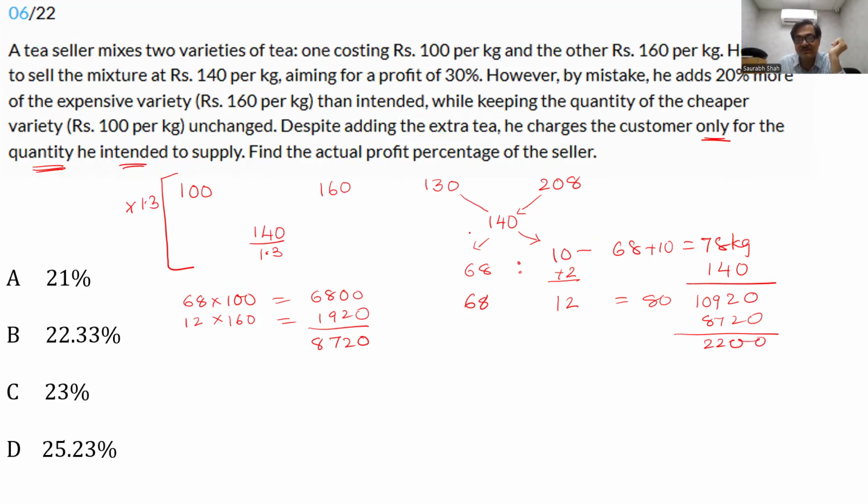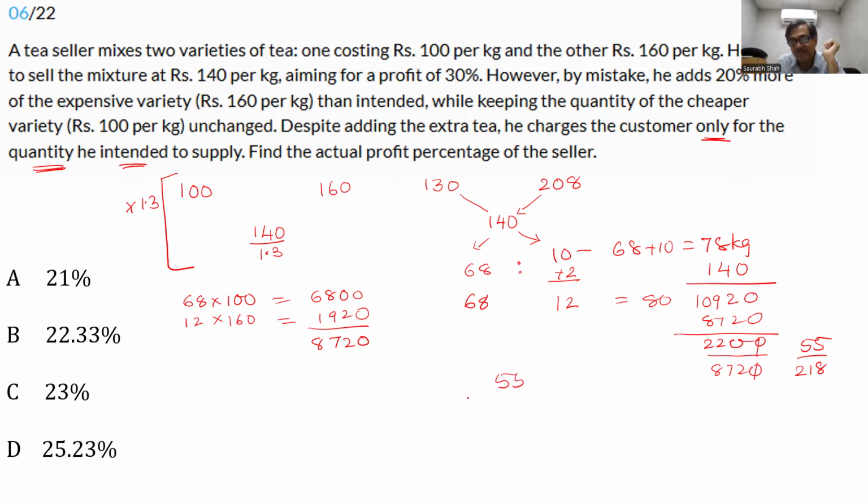And now we need the profit percentage. So 2,200 is supposed to be divided by 8,720. You can use a calculator here. And you can use approximation. First, cancel out a 0, cancel out a 4. So we have 55 by 218.